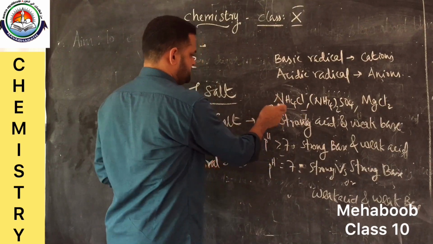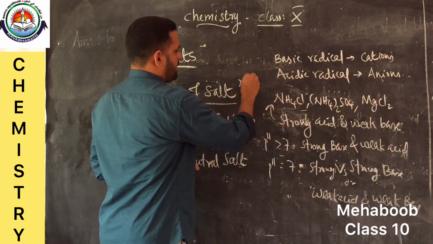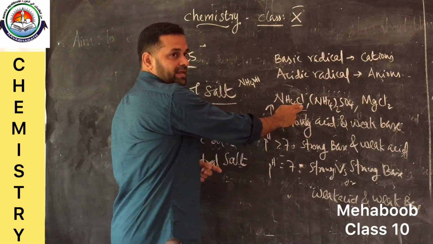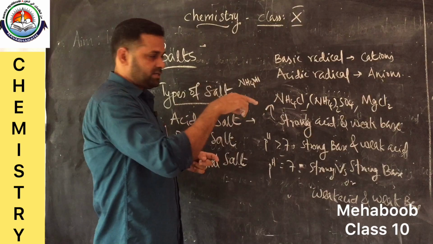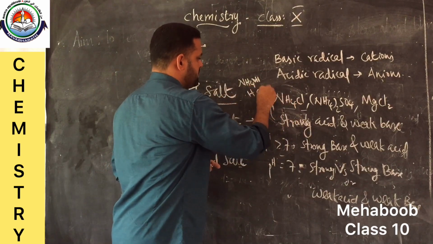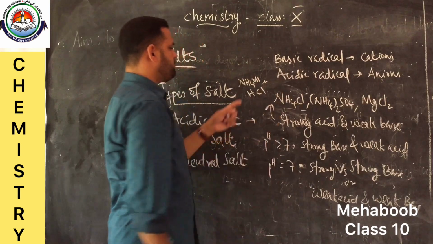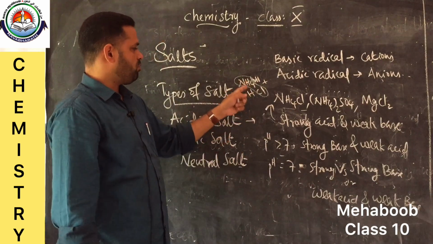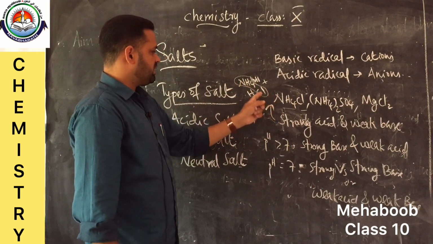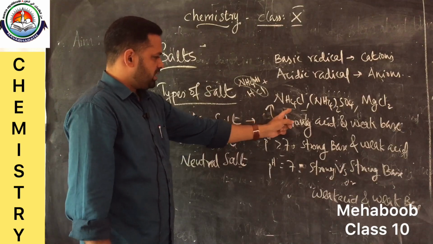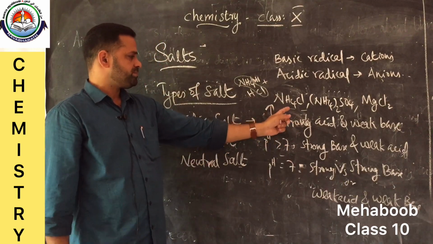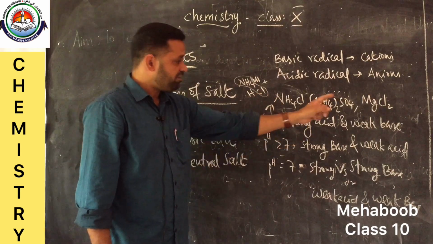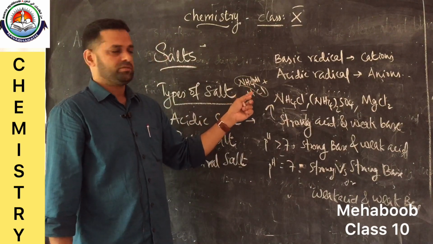So, what will be the base here? NH4, that is ammonium hydroxide, isn't it? Ammonium hydroxide will be the base. And this is the acidic radical. Acidic radical is formed from acids. So, here it will be HCl. So, HCl and ammonium hydroxide, what do we get? We get ammonium chloride plus water. So, that is why it is an example for acidic salt. Why? Because it is formed from strong acid. HCl is a strong acid, and it is formed from strong acid and weak base. Ammonium hydroxide is a weak base, isn't it?